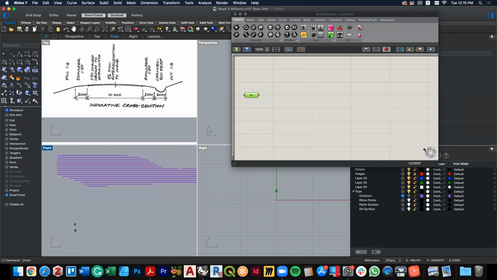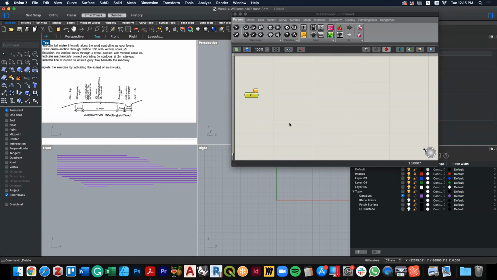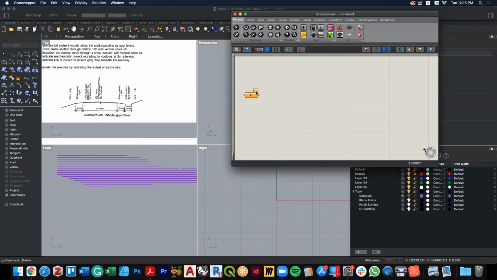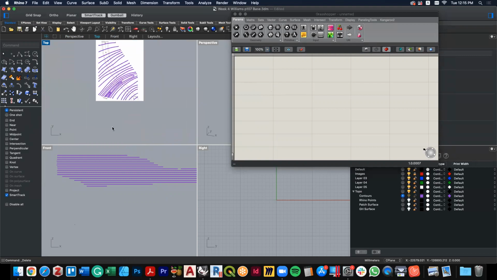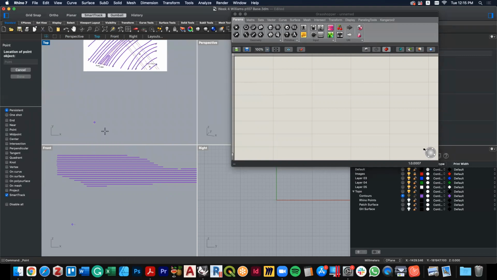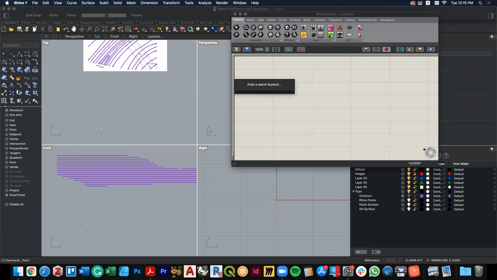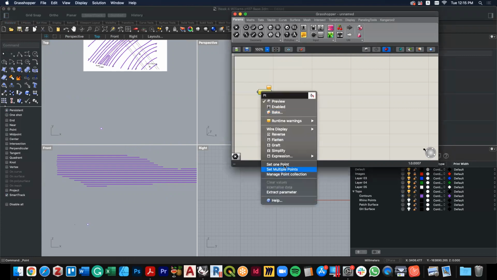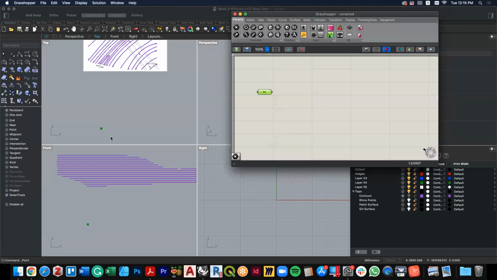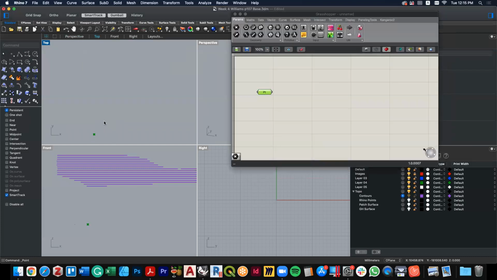In fact, that's actually the wrong view. So I'm going to delete that point and create a new point again. I was setting that in front, but I want to set it in top. So instead I'm going to go over here and do exactly the same process. So that's now my starting point.